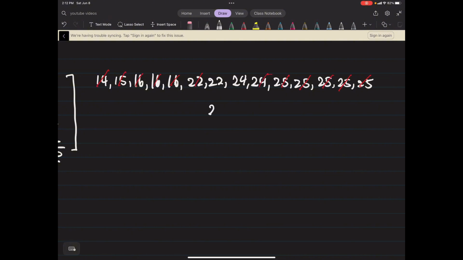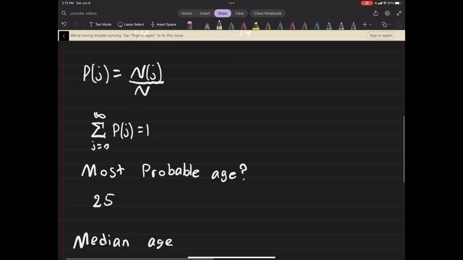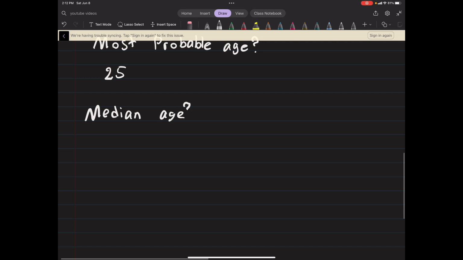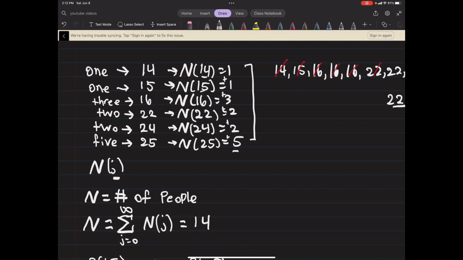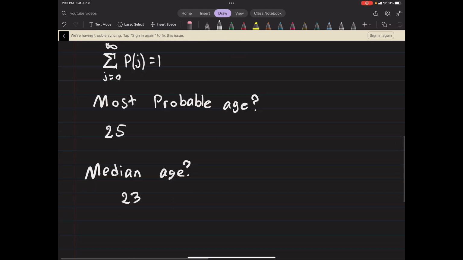And then 22 plus 24 over 2. Let's see, that is 23, of course. So the median age is 23. Okay? Even though no one here is age 23. So just because there's no one there of that age doesn't mean it can't be the median.